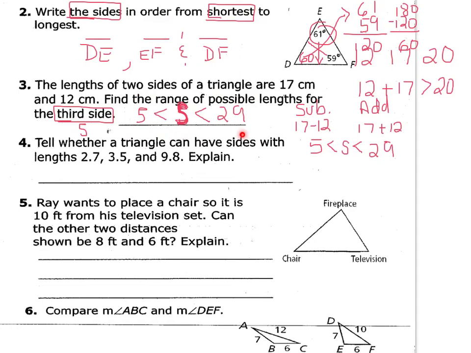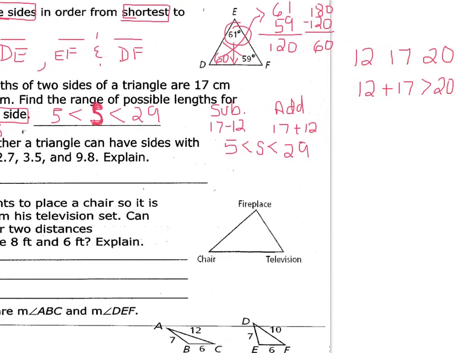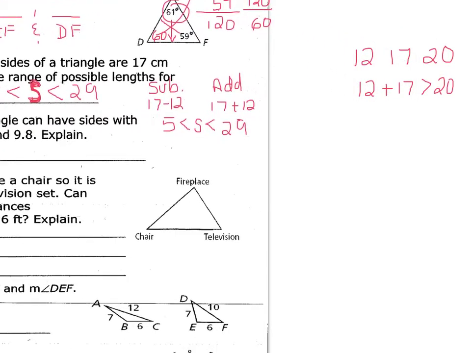Now, I'm just picking any number, and you gave me the 20, so I'm using that 20, and I'm checking to see if I'll be able to have a triangle with sides 12, 17, and 20, just to test it. So when I put that in combination, 12 plus 17, is that greater than 20? And yes, it is. I'll put a check mark.